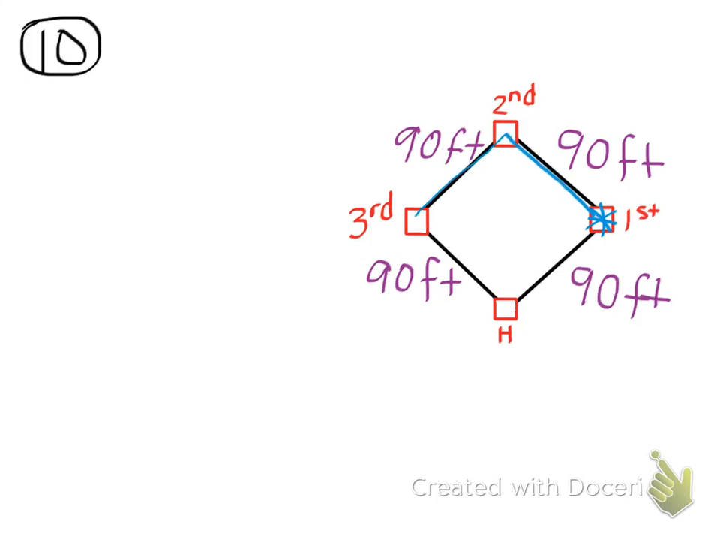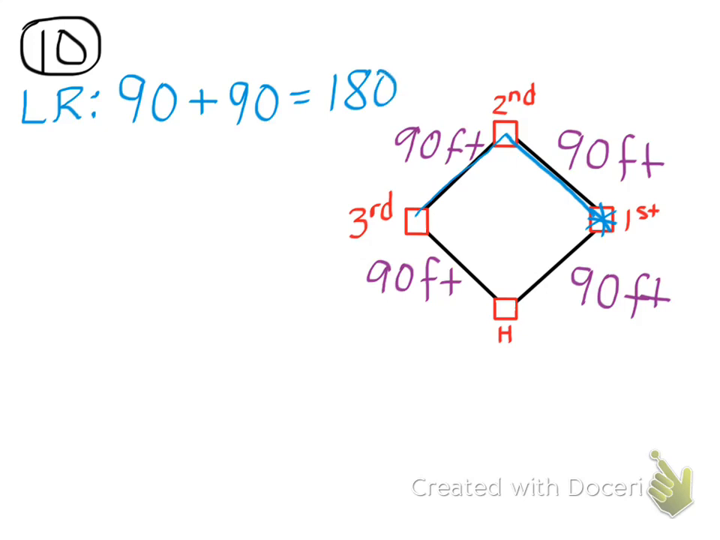So let's find the distance taking that route. This is going to end up being the long route. We'll talk about the short route later, but the long route, we're going to do 90 feet plus 90 feet, which is 180 feet. Alright, let's look at the rest of the problem now. It says, what is the shortest distance from first to third base?